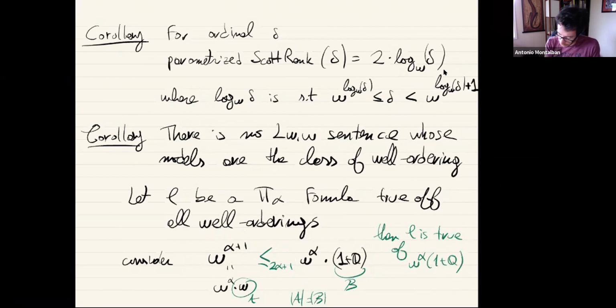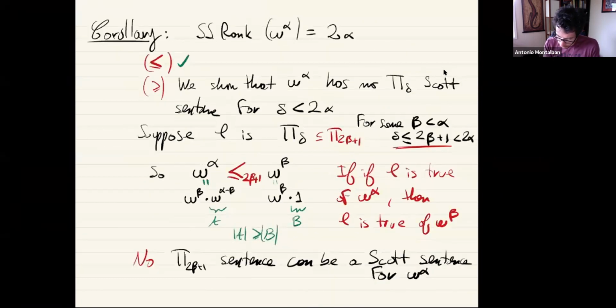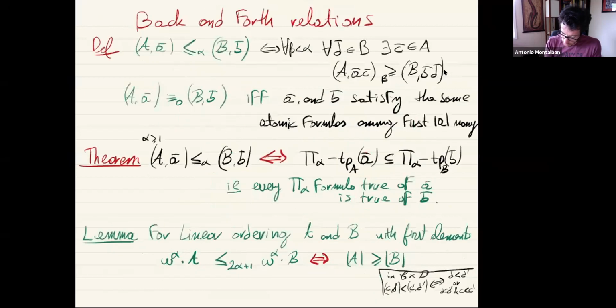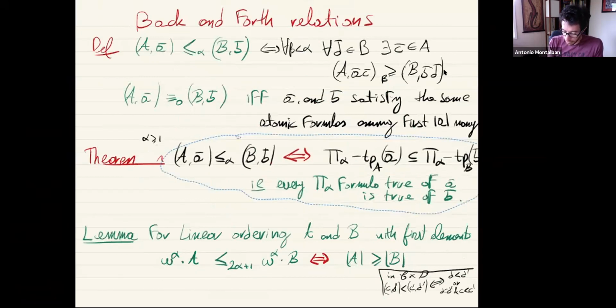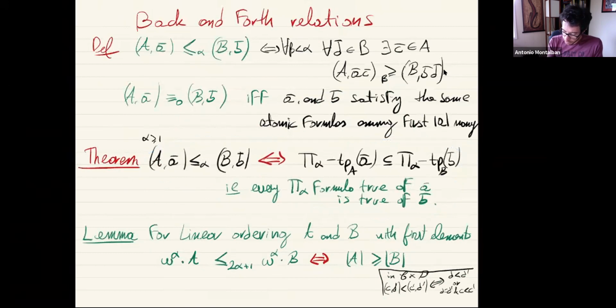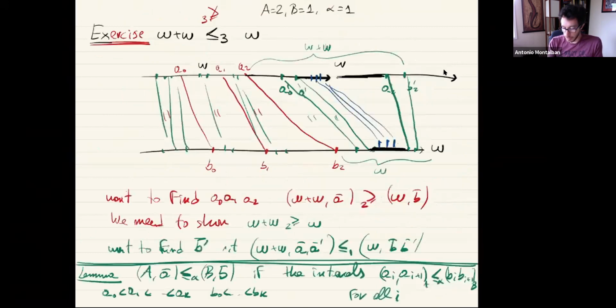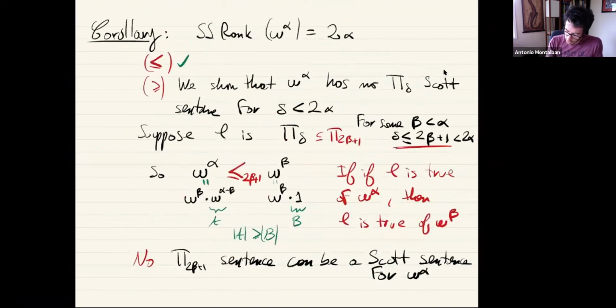And again, let me just repeat what we are using here, which I haven't proved yet. This theorem that A is less than or equal alpha B if and only if every pi alpha sentence true about A is true about B. That's what we're using here.